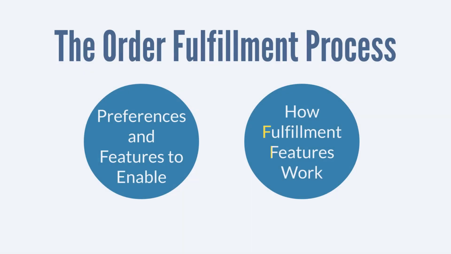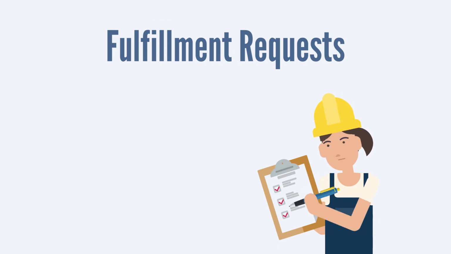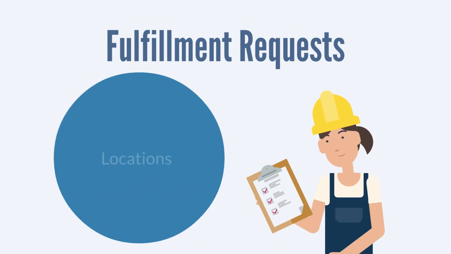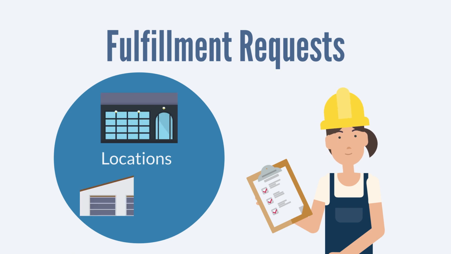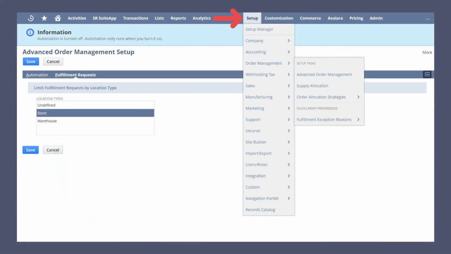Now, let's talk about how all these fulfillment features work. The 5 features we'll look at are Fulfillment Requests, Pick, Pack, and Ship, Advanced Shipping, Dropship, and Special Orders. First, Fulfillment Requests. For many companies, creating a fulfillment request form is the first step to fulfilling an order. If you use this feature, you need to determine the types of locations, like store or warehouse, that orders would be fulfilled from. You can do this by navigating to Setup, Order Management, Setup Tasks, Advanced Order Management, and choosing a location type under the Fulfillment Requests tab.